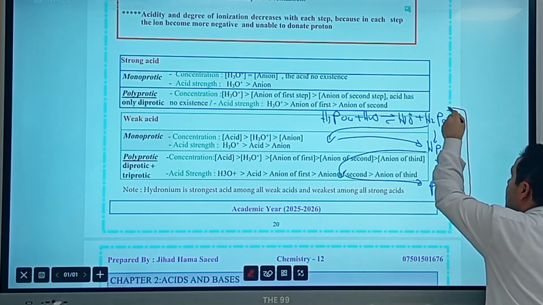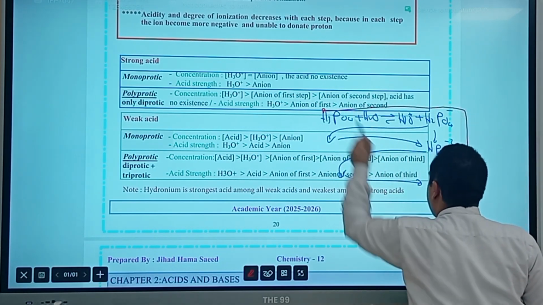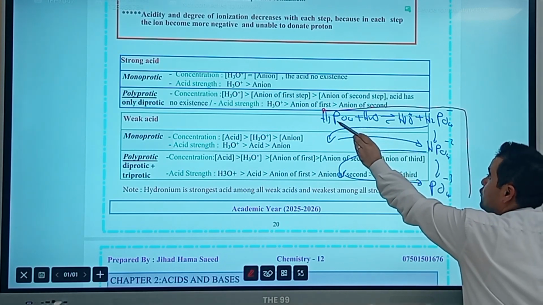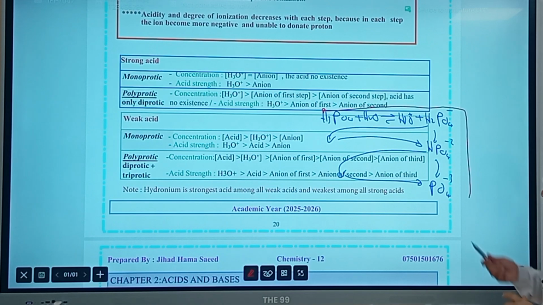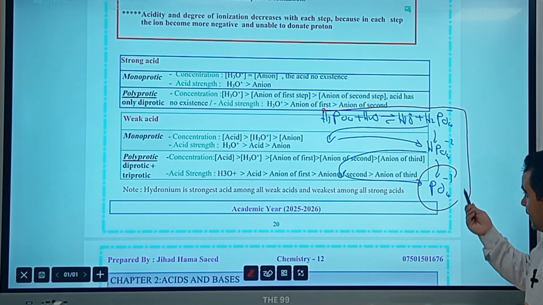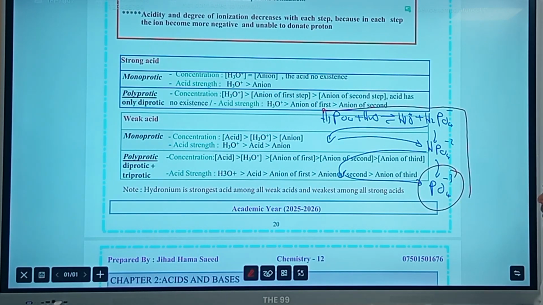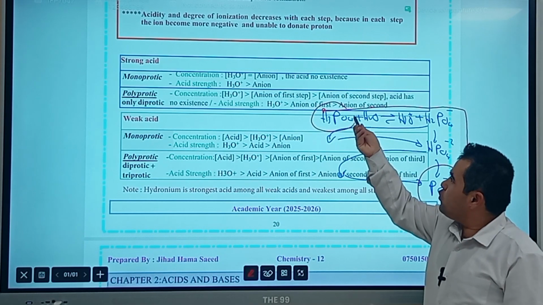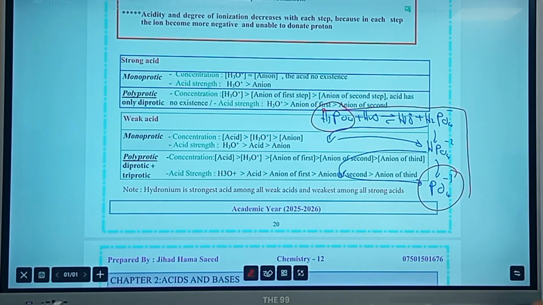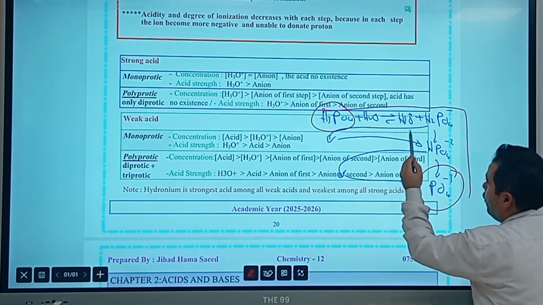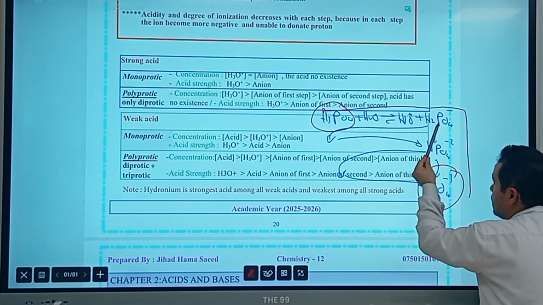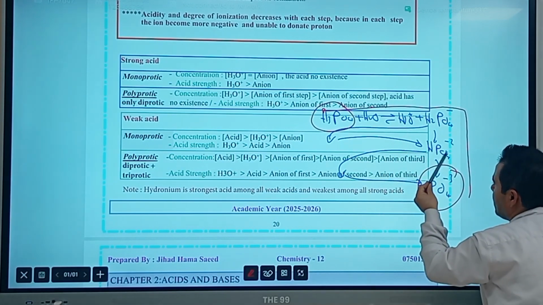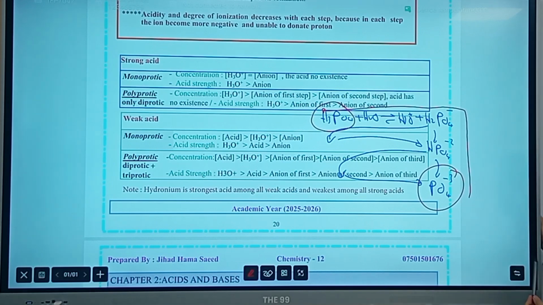So from the phosphate to phosphoric acid, the concentration increases. The least concentration is phosphate, and the highest concentration is H3PO4. That's the sequence of the concentration: H3PO4, hydronium, H2PO4 negative, HPO4 negative 2, and PO4 negative 3.